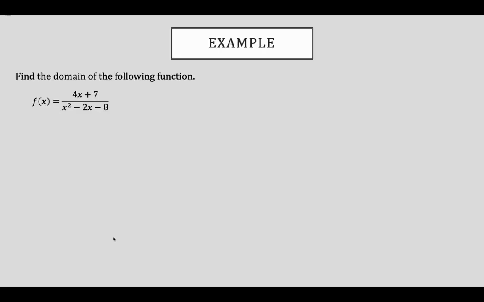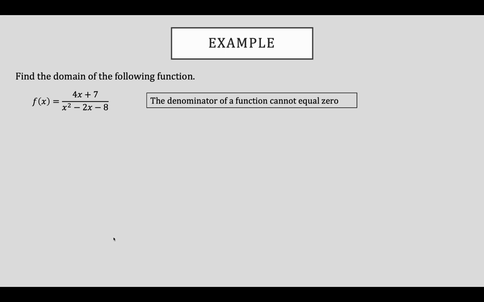Let's take a look at an example. Find the domain of the following function: f of x equals 4x plus 7 divided by x squared minus 2x minus 8. Let's determine which of the two rules we're going to have to worry about here. Since there are no radicals or even roots, we don't have to worry about having a negative value inside of an even root. But we do have a fraction. So what we do have to consider is the denominator being 0. Based on our rule, the denominator of a function cannot equal 0.